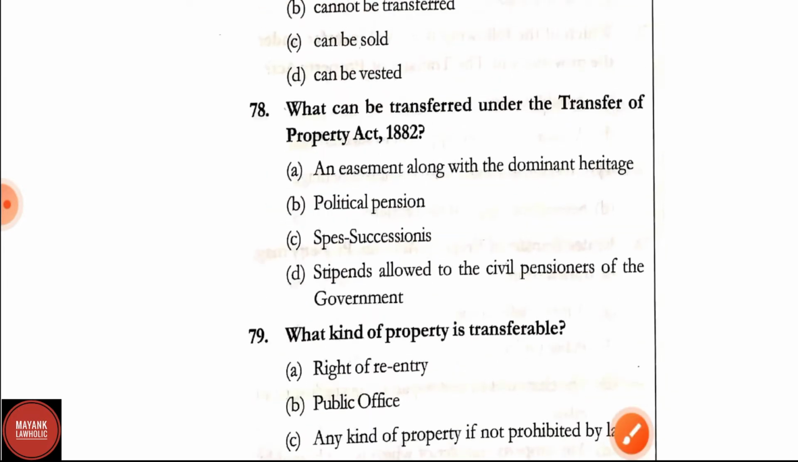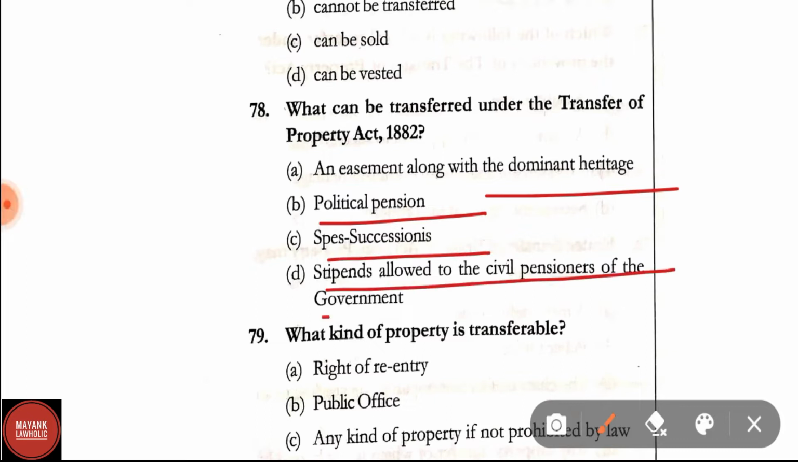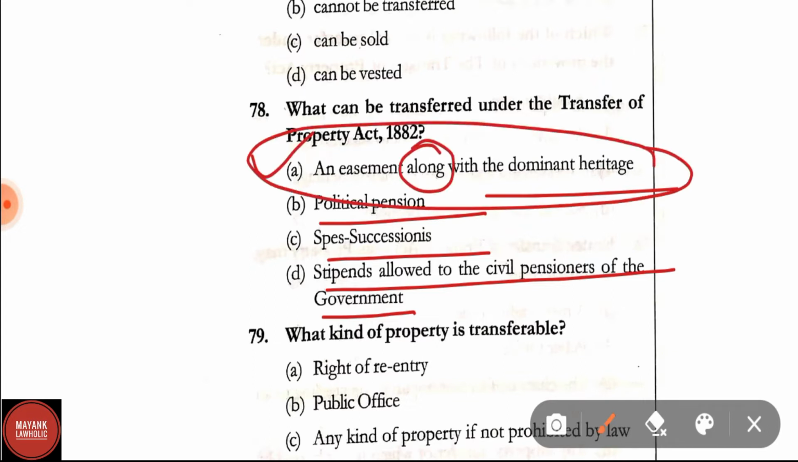Question number 78. What can be transferred under TPA? An easement along with the dominant heritage, political pension, space succession, stipends allowed to the civil pensioners of the government. Correct answer is option A, that is an easement along with the dominant heritage can be transferred.